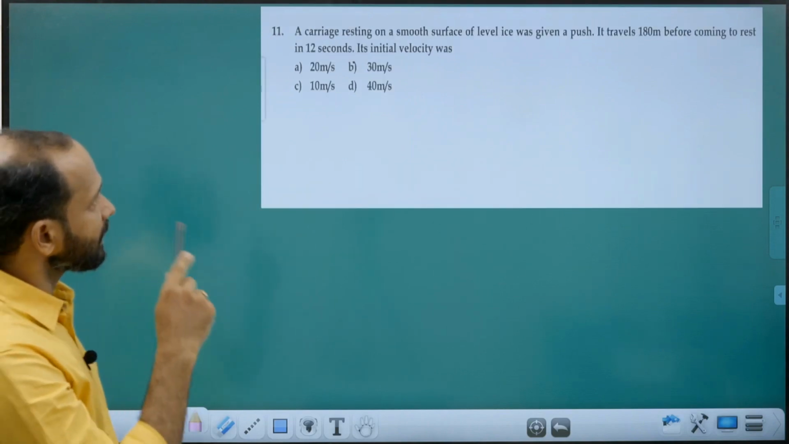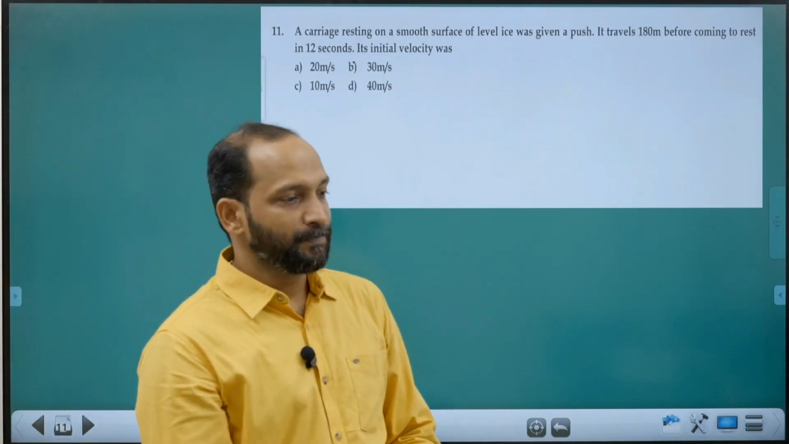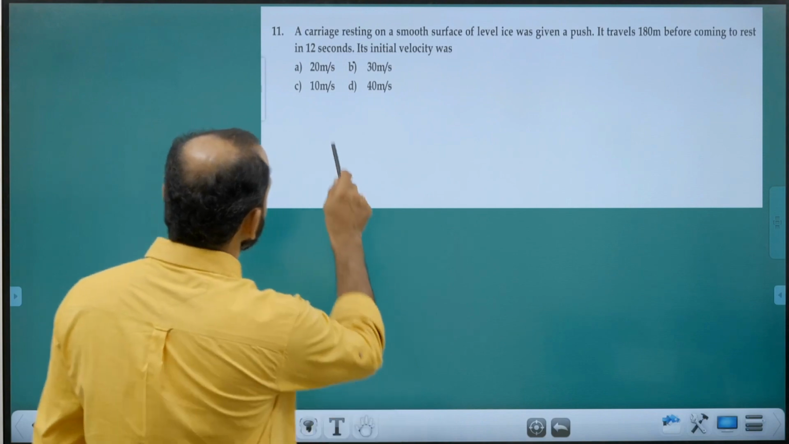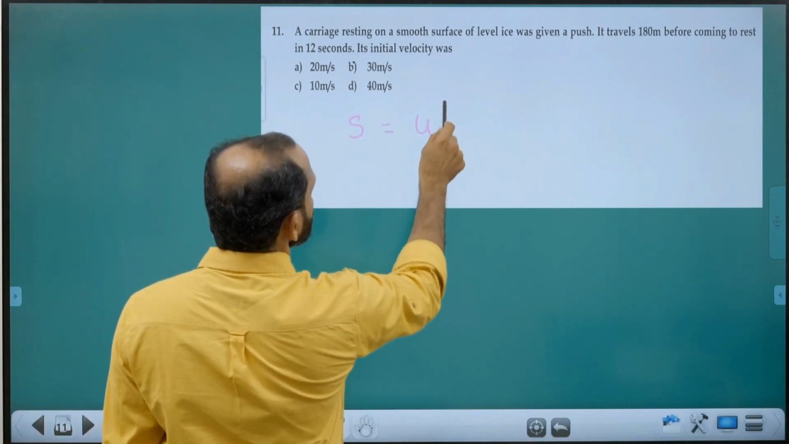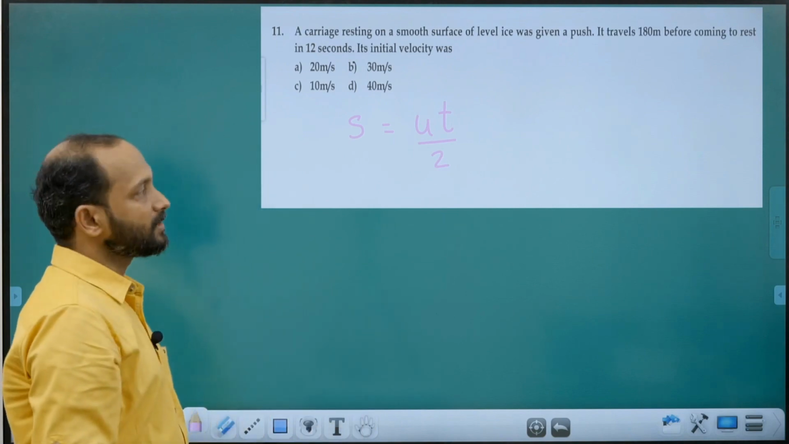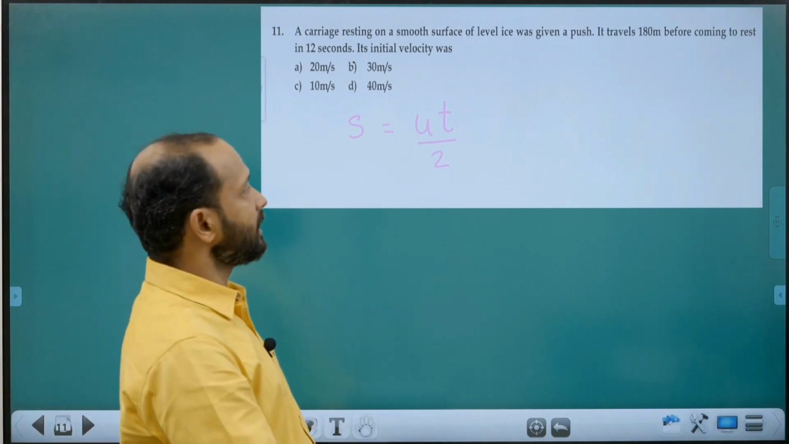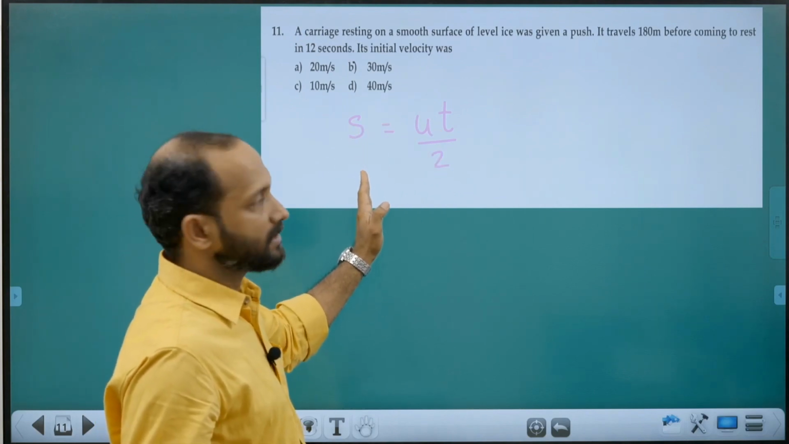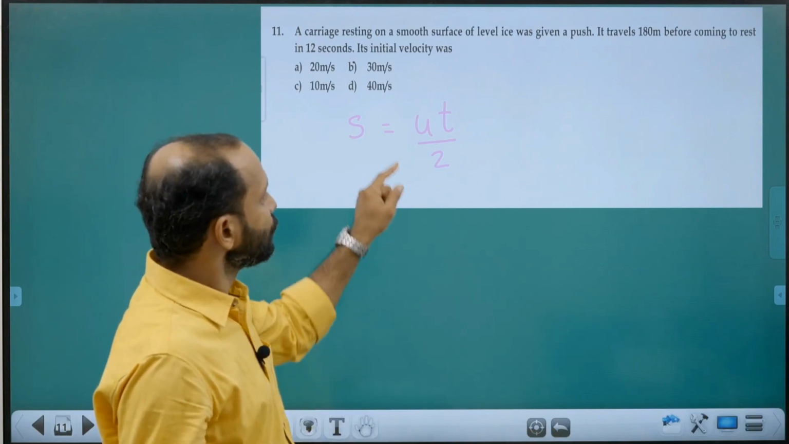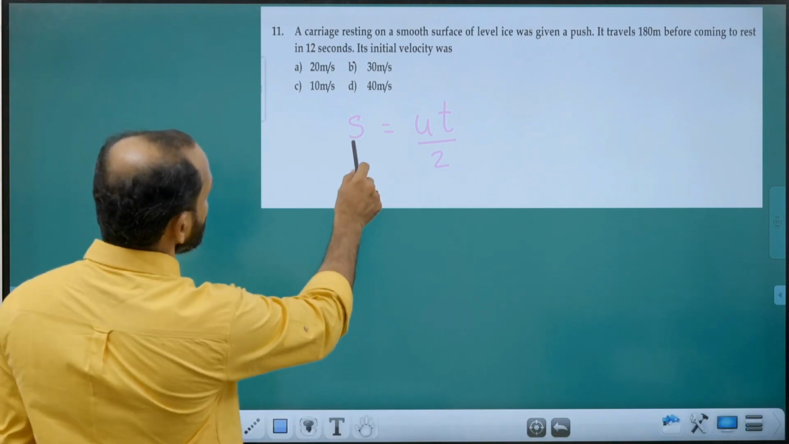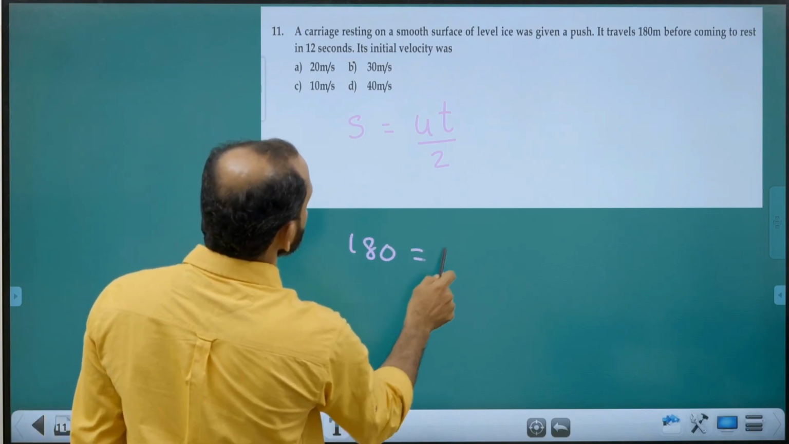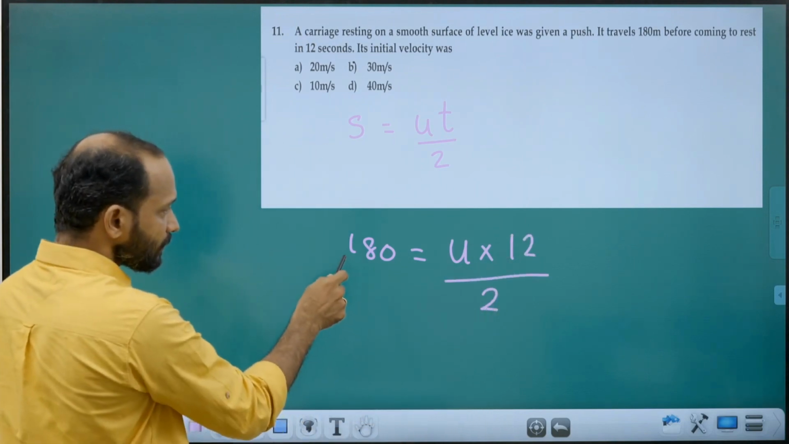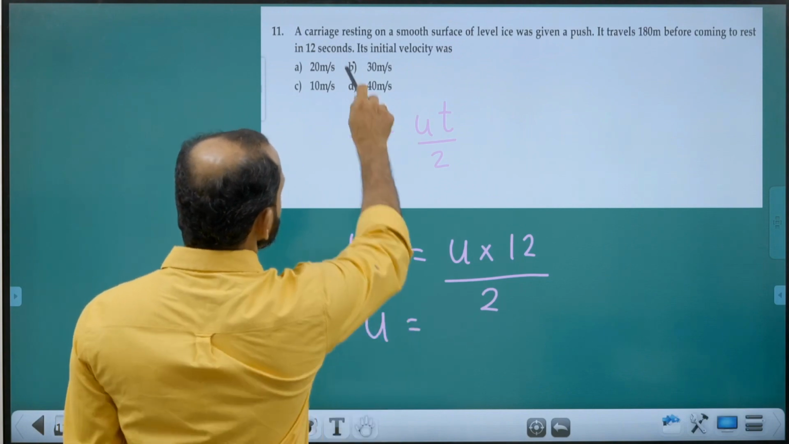11th one. A carriage resting on a smooth surface is given a push. It travels a distance of 180 meters before coming to rest in 12 seconds. Find the initial velocity. The stopping distance S is given by this formula, which can be used as a shortcut: S equals U times T divided by 2, where U is the initial speed, T is the stopping time and S is the stopping distance. It can even be used for accelerating distance; then U will be the final speed. That is the only difference. Here, you can substitute 180 equals U into 12 divided by 2. This gives U as 30 meters per second.